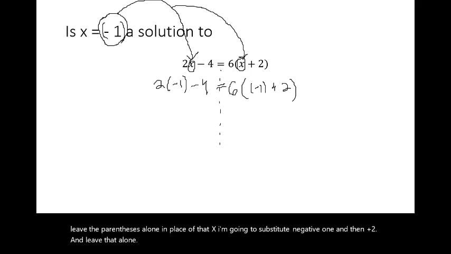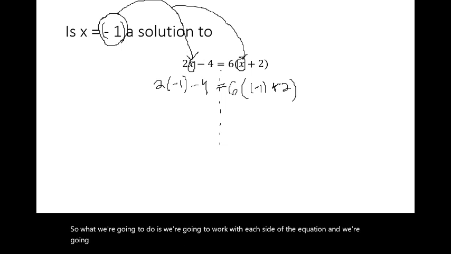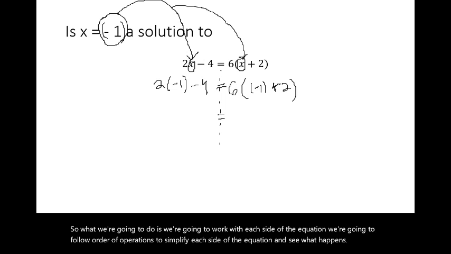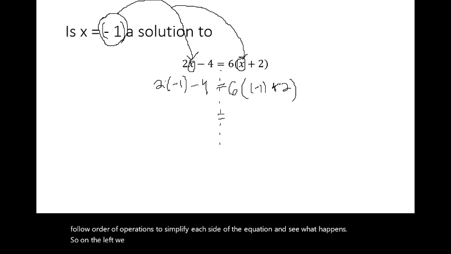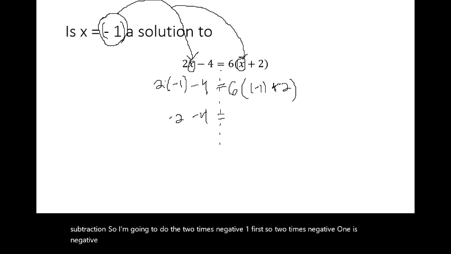So what we're going to do is work with each side of the equation, and follow order of operations to simplify each side of the equation and see what happens. So on the left, we have multiplication and we have subtraction. Multiplication comes before subtraction, so I'm going to do the 2 times -1 first. So 2 times -1 is -2, and I'm going to leave the -4 alone for right now.